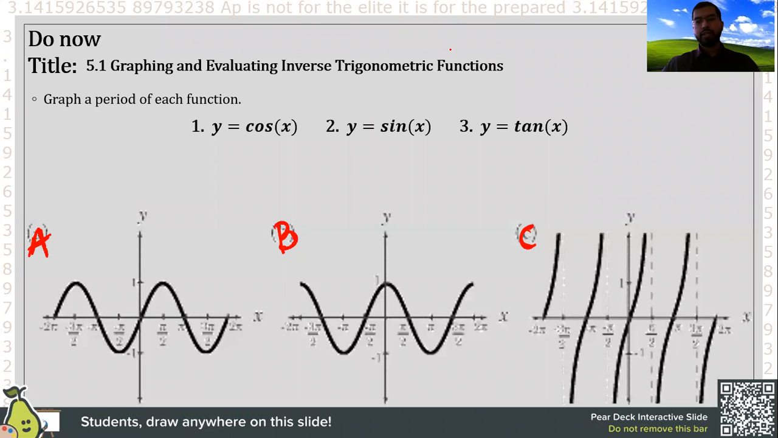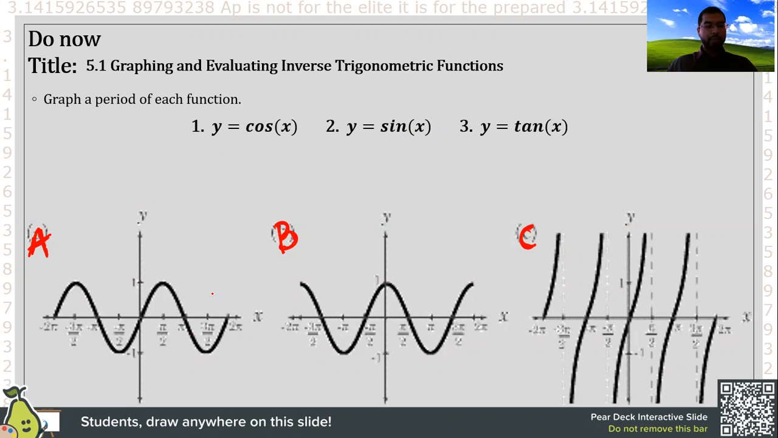Hello everyone. Today we're going to learn how to graph inverse trig functions. So go ahead and look at your notes real quick to review cosine, sine, and tangent. If you already know them, go ahead and attempt this quick warm-up. If not, review for a little and come back to this warm-up. Pause the video and give this matching a try.